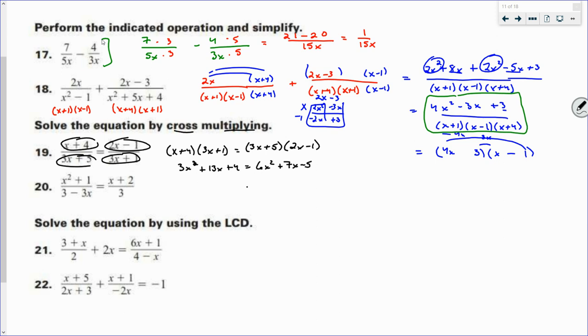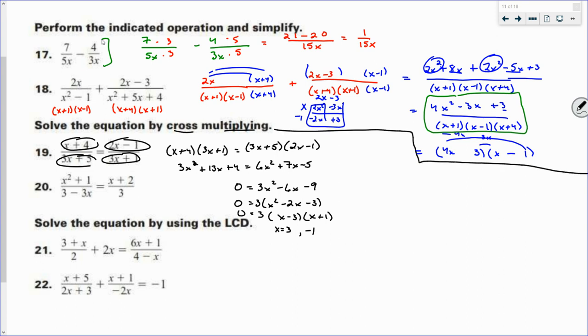Get it equal to 0 on one side, so 3x squared subtract negative 6x minus 9 equals 0. 0 equals 3 times x squared minus 2x minus 3. 0 equals 3x minus 3, x plus 1, which is telling me x equals 3 and negative 1. I'll let you check it for any possible extraneous in the brevity of time.